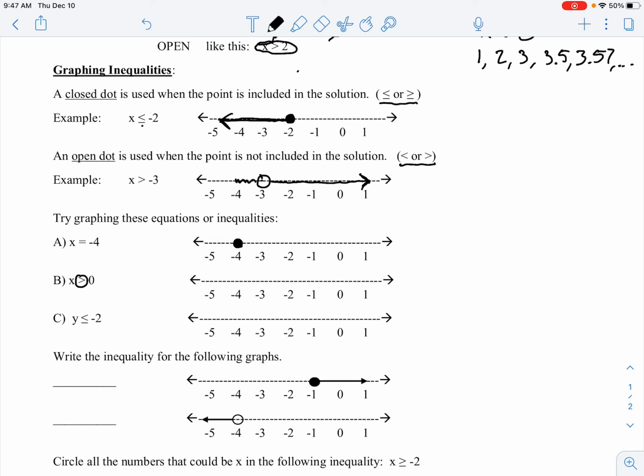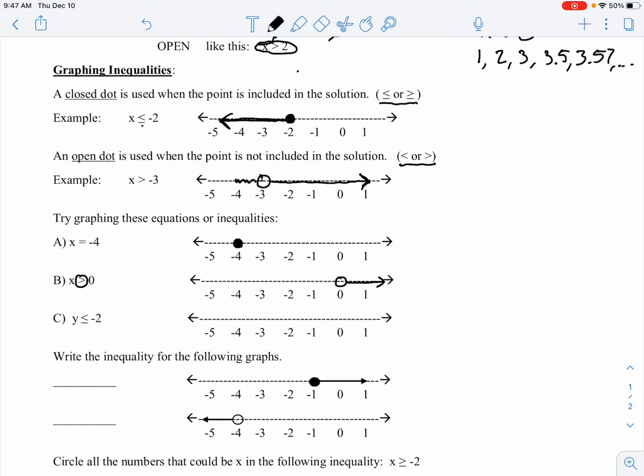It does not have a line under it, so we're not including 0 in our solution. So that means we need an open dot. And everything to the right of that is going to work. Everything that is bigger than 0 will be counted in our solution.